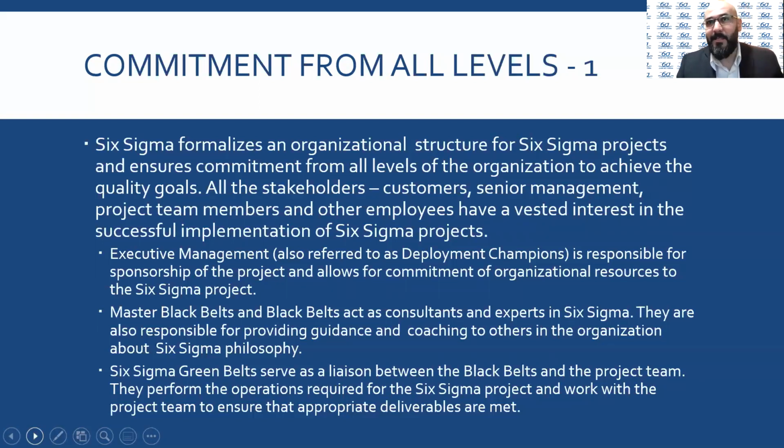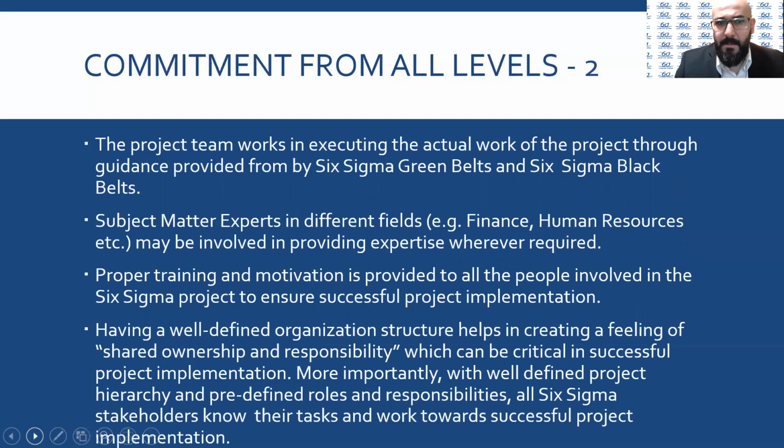As you see, there are a lot of different levels involved with Six Sigma projects, starting from executive management, to black belt or master black belt, and the Six Sigma green belt. The project team executes the actual work of the project through guidance provided by Six Sigma green belts and black belts. So there's a team under the green belt working with the green belt and the black belt to implement the solutions. Subject matter experts should be involved too. If we're working in a different field such as finance, you have to bring an accountant with you. Of course, training is really important.